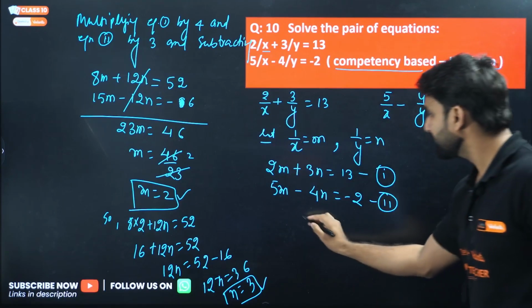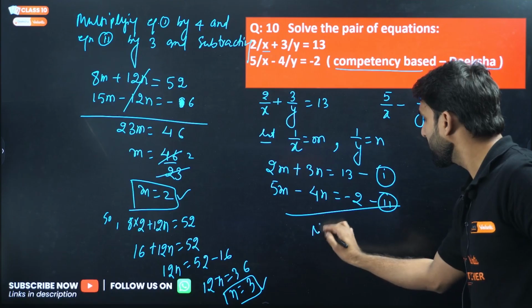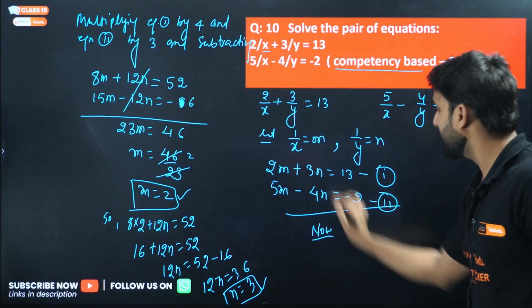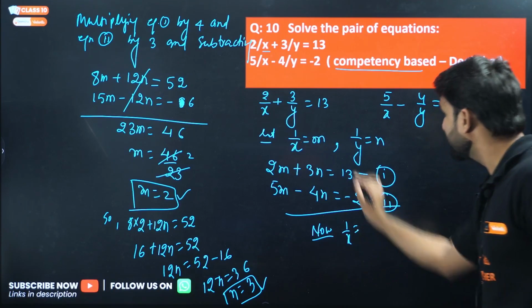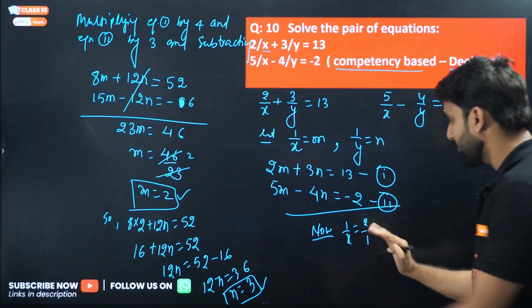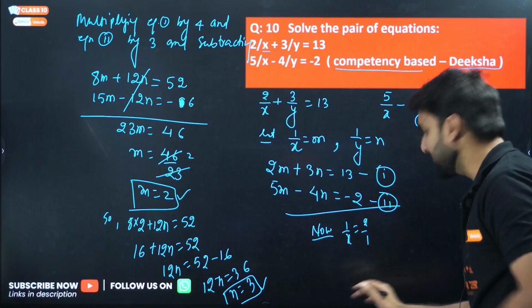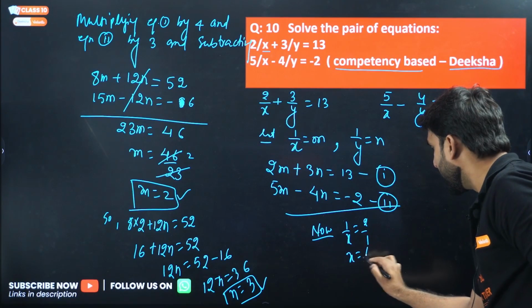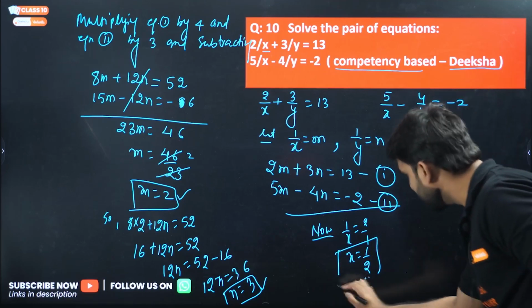So now look, this is 1 by x equals m. What is m? M is 2. Right? 2 by 1. So on taking the reciprocal, the x will be 1 by 2. This is the final answer.